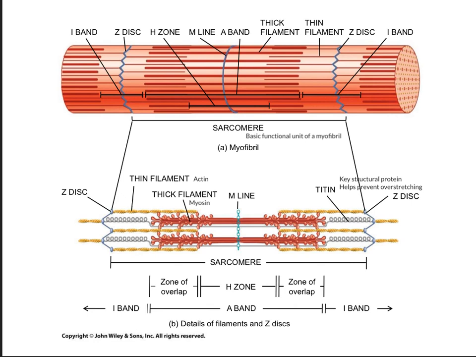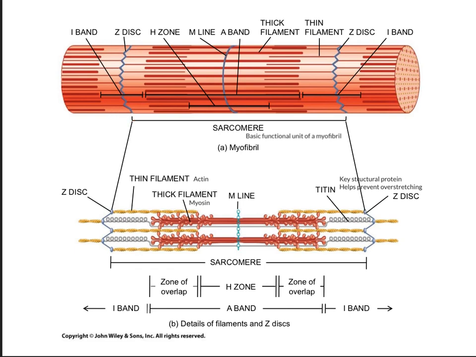A few other things to notice. You'll notice that they label this area right in here. You see this line right here. They label this area the I band, which would be in here. And the I band is light. It's a less dense area. And in this area, when the muscle is relaxed, we have thin but no thick filaments.